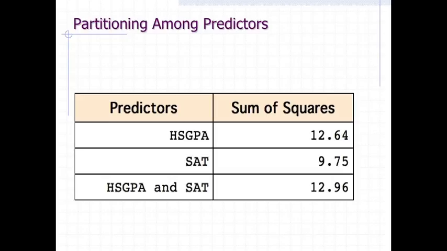The explanation is that HSGPA and SAT are highly correlated. The correlation is 0.78, and therefore much of the variance in undergraduate GPA is confounded between high school GPA and SAT. That is, it could be explained by either high school GPA or SAT and is counted twice if the sums of squares for high school GPA and SAT are simply added.